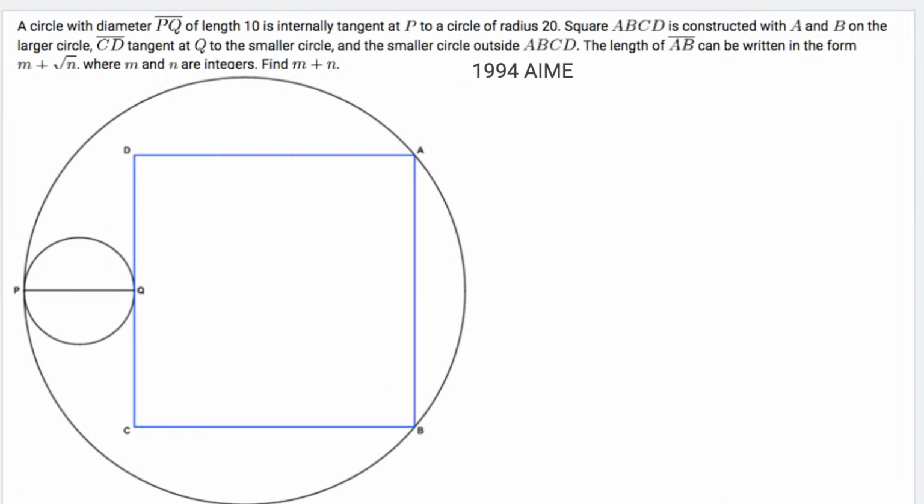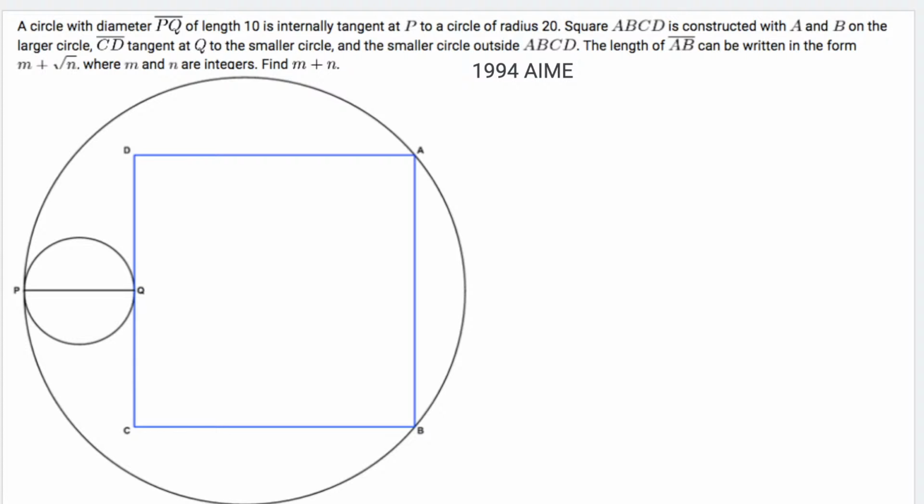So, sorry, I'm going to go back to the problem. A circle with diameter PQ of length 10 is internally tangent at P to a circle of radius 20. Square ABCD is constructed with A and B on the larger circle. CD is tangent to the smaller circle at Q, and the smaller circle is outside the square ABCD. The length of AB can be written in the form m plus the square root of n. So now all we have to do in this problem is find the sum of m and n.